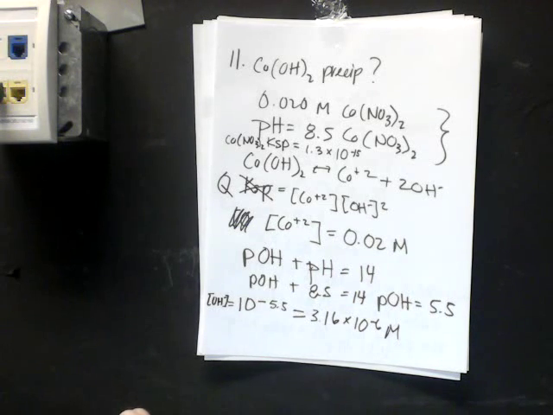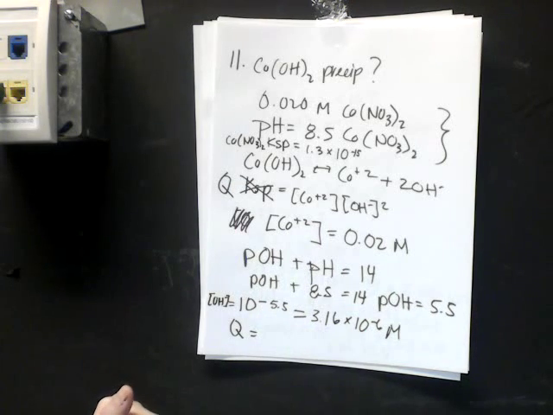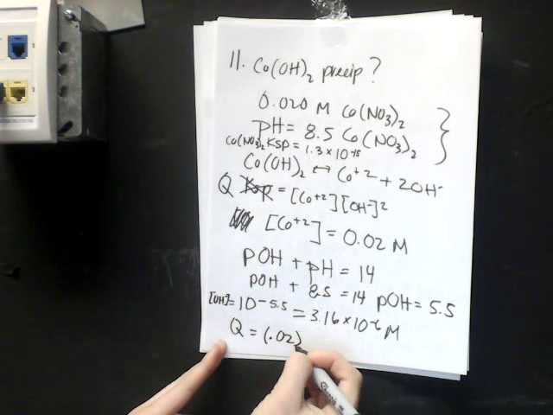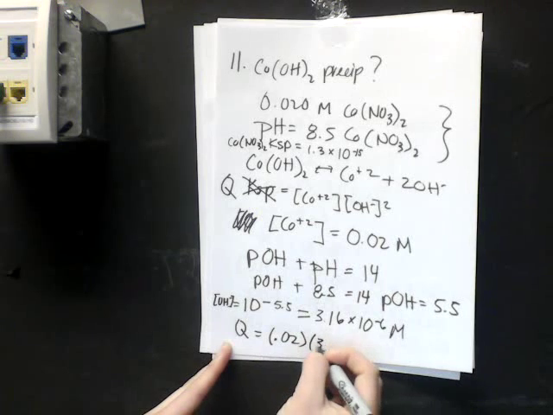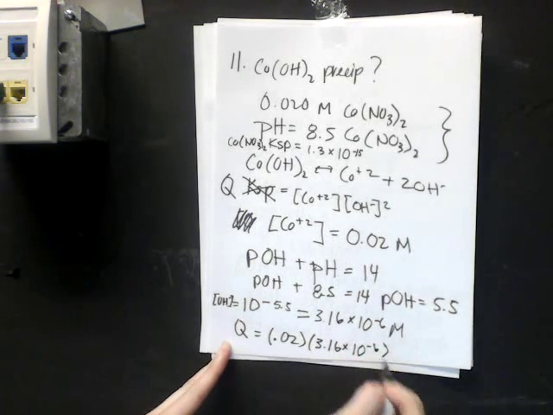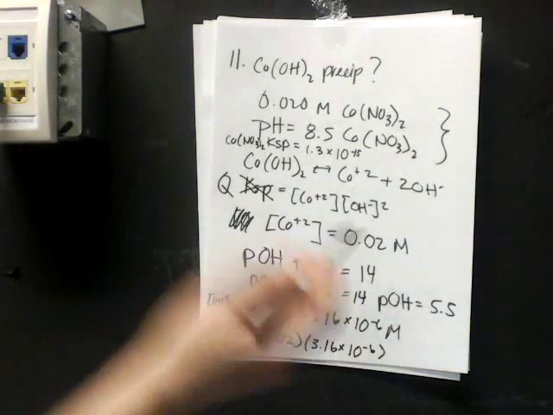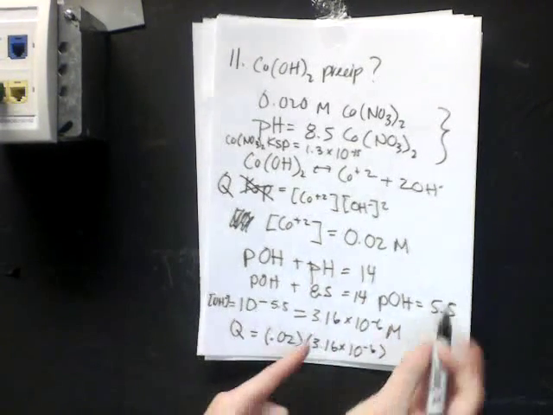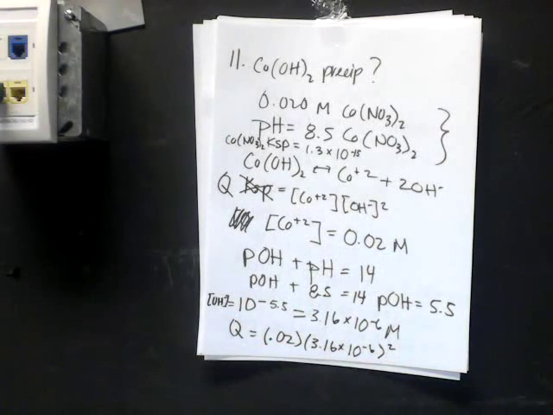Okay? So that means my Q, also known as Ksp, set up the same way, is going to be that 0.02 times my OH concentration, which I just found, 3.16. We do not have to multiply it by 2, right? Because if we found the concentration of OH, it's already assuming that it's 2 times, okay? So now, 3.16 times 10 to the negative 6, but as in this problem, we do have to square it. And that's my Q.